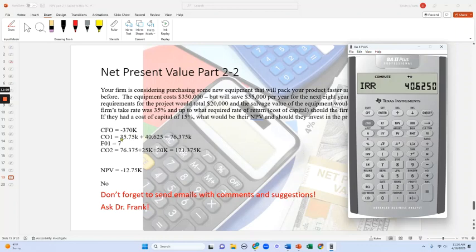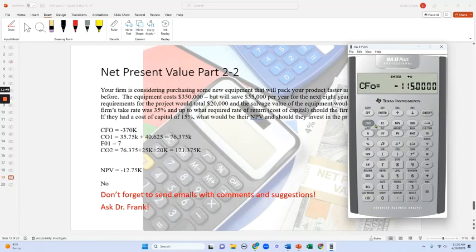So your cash flow is your net income plus your 40,000, a little more, of depreciation. Each year, your cash flow is going to be $76,375. Your final cash flow is you sell it for its salvage value of 25, and you get your working capital back. So the final cash flow is 121,375.